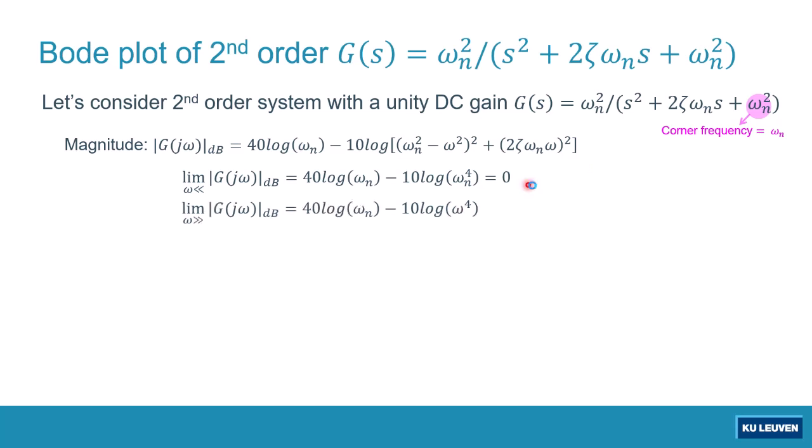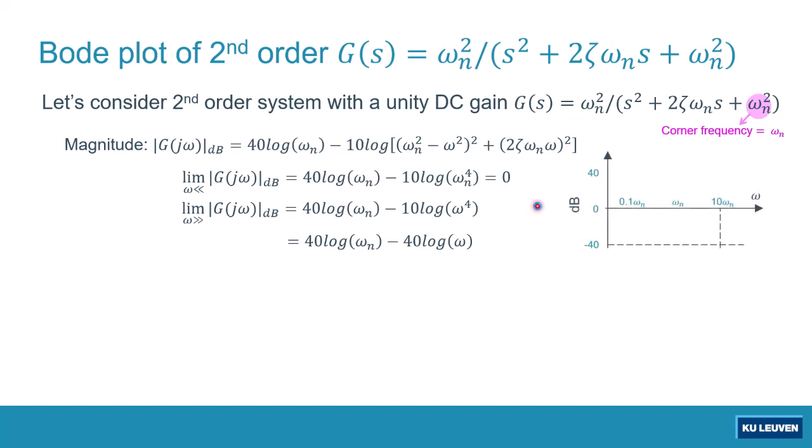What about the high frequency region? Omega will be very large. If omega is very large, then omega n means nothing compared to omega. I can neglect this part, so the first term here will become omega to the power of 4. Well, in this term I will have 2 zeta omega n omega and omega squared. Omega squared means nothing compared to omega to the power of 4 if omega is very large. So I can also neglect this part. At the end, I will only end up with 40 log omega n minus 10 log omega to the power of 4. Or I can rewrite it as 40 log omega n minus 40 log omega, right?